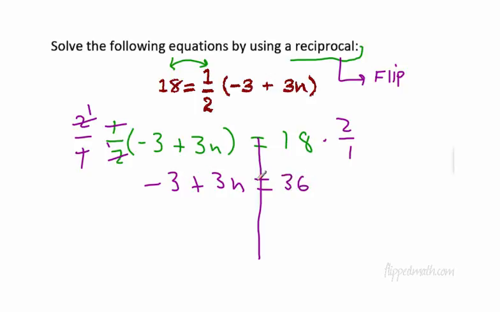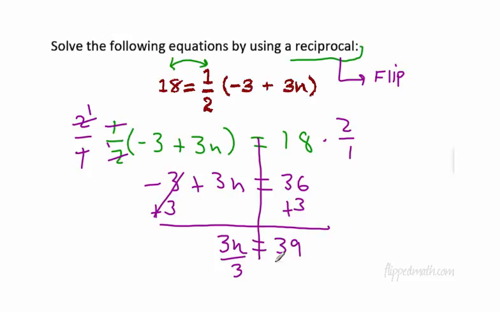And look, that's a very simple equation. You're not dealing with -3/2n and ugly this and ugly that. You have a very simple equation here. We just need to get rid of the -3. So we're going to do a +3 on both sides. And we get 3n equals 39. If you divide each side by 3 at that point, you're going to get n equal to 13. That is fun stuff. So we did combining like terms, and we used a reciprocal.